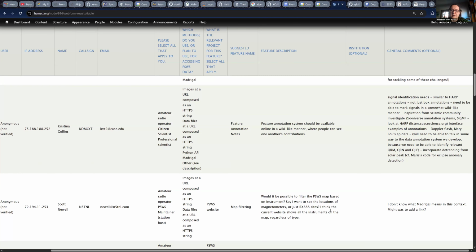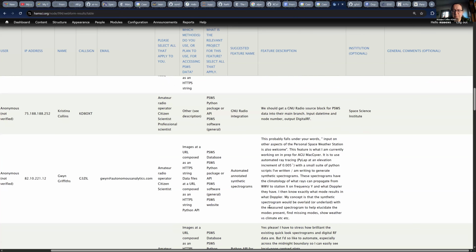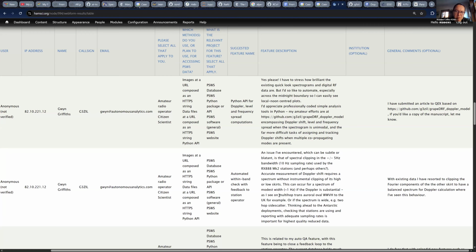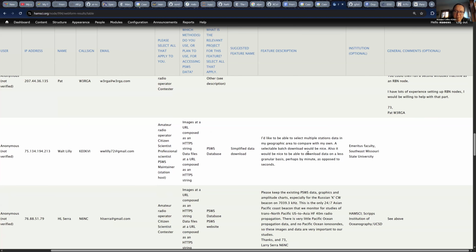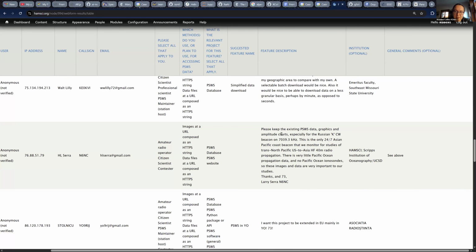categorize them and put them into some format. I kind of wish we were in person and could do it with sticky notes. So maybe I'll use Jamboard or something like that, if Jamboard still exists. I don't know. But there's some really good stuff in here. Gwyn posted some awesome things. We talked about this a little bit today: be able to select multiple stations' data in a geographic area to compare with one's own. Download data perhaps by minute as opposed to seconds, so setting cadence. And please keep the existing data graphics and amplitude charts.